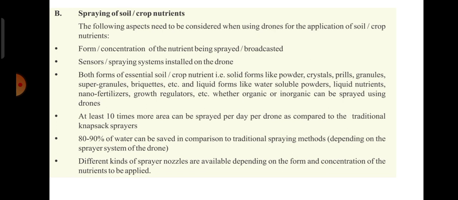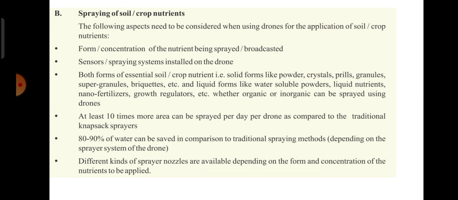Now, spraying of soil or crop nutrients. As you know, macronutrient or micronutrient sprays are nowadays highly recommended aerially. Before, what was there? Urea, DAP and all those chemical fertilizers were recommended for the soil applications, but nowadays foliar application is taking a lot of importance and advantage in precision agriculture.